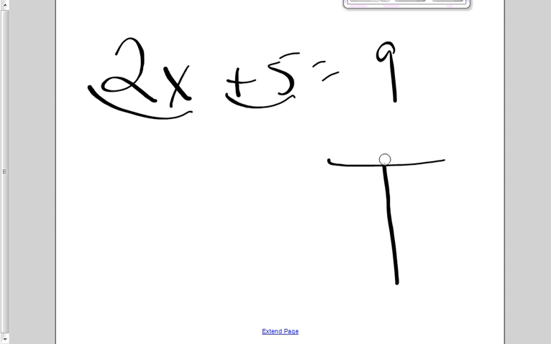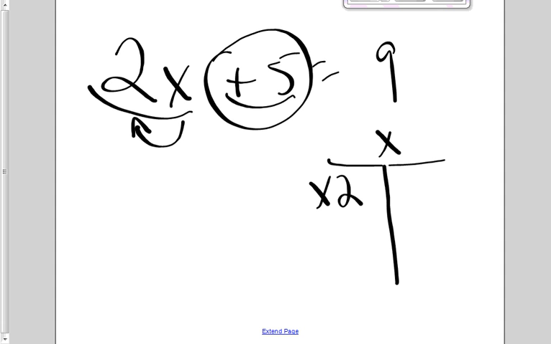So the story of x in this case is the first thing that happened to x, it got multiplied by 2. Then after it got multiplied by 2, somebody added 5 to it. And the result was 9. So what we're going to do is work backwards and do the reverse to be able to figure out what x looked like before anything was done to it.